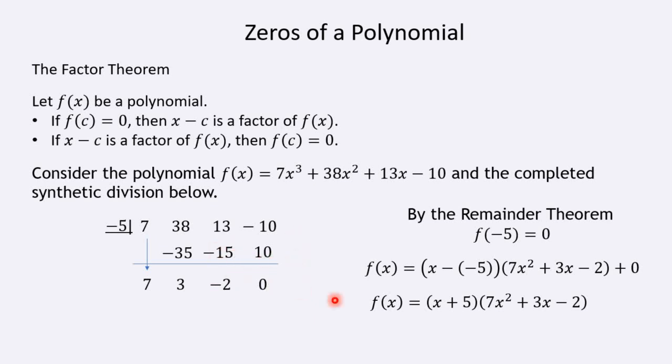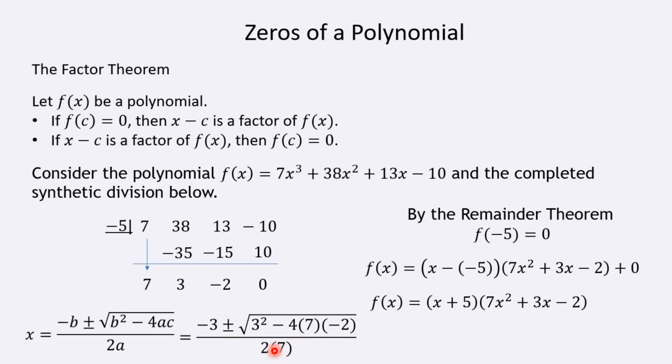What if I wanted to find the other two zeros of this polynomial? Well, the other two zeros are the zeros of the quotient, because we already have negative 5 as one zero. So we would need to find the zeros of 7x squared plus 3x minus 2. We can use the quadratic formula since this is a second degree polynomial. The quadratic formula says that x is equal to negative b plus or minus the square root of b squared minus 4ac, all divided by 2a. Plugging in the values of a, b, and c, which are 7, 3, and negative 2 respectively, we get this.